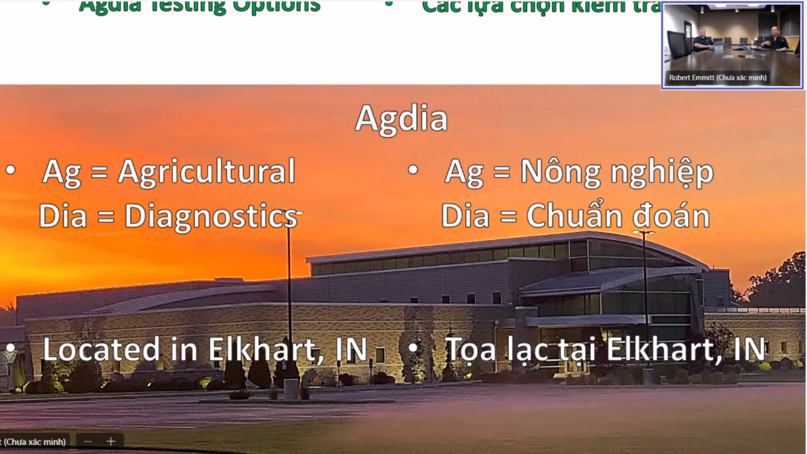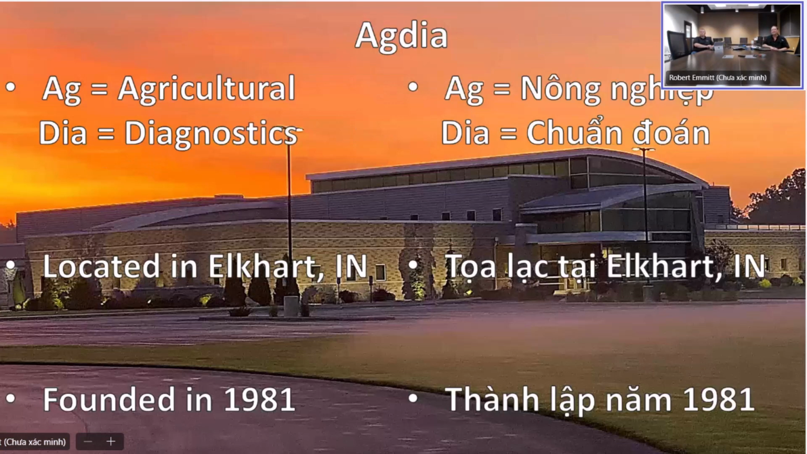But before we jump into that, just a little bit of background on AgDia itself. AgDia is short for Agricultural Diagnostics. We are located in Elkhart, Indiana, and we're founded in 1981. So just a little bit of background on AgDia.